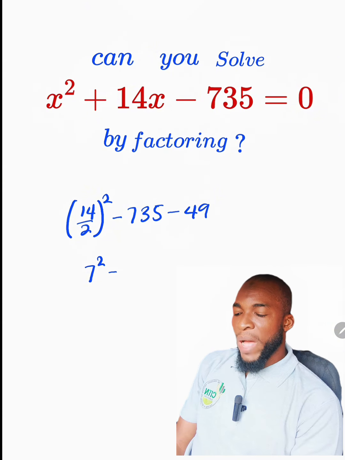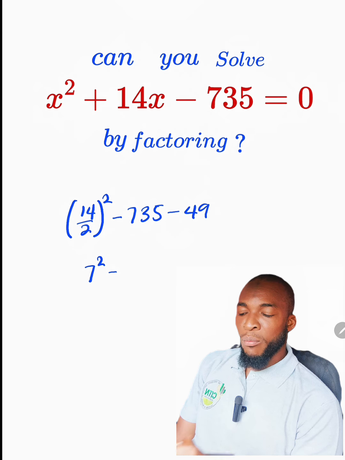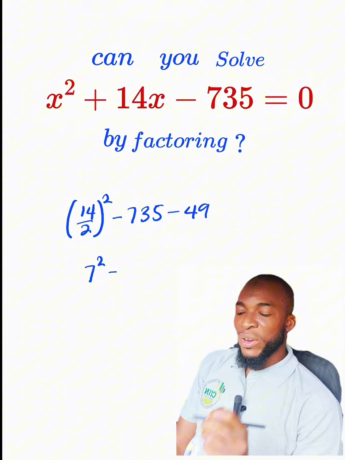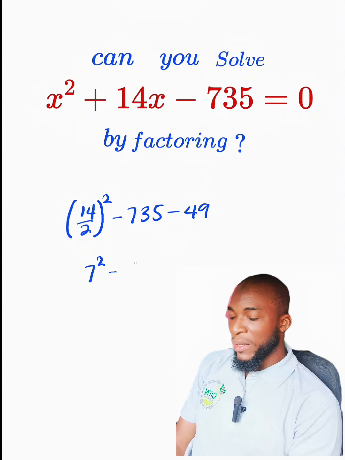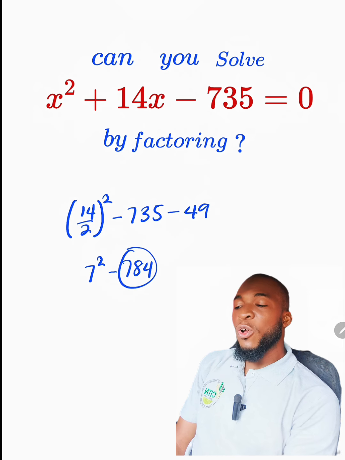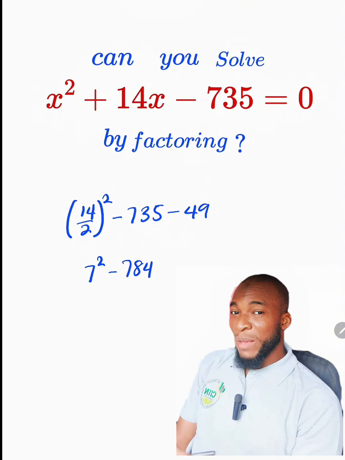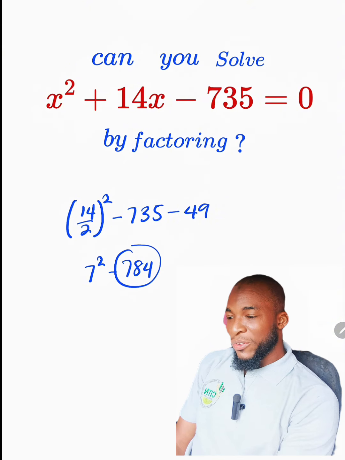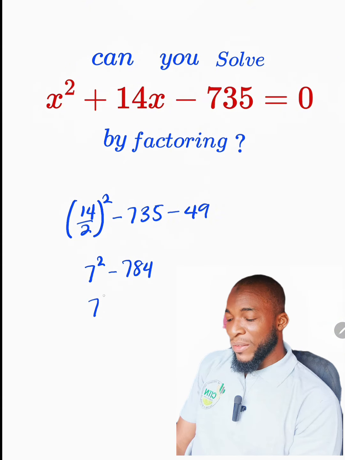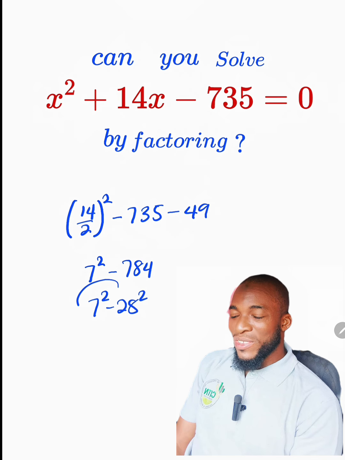Then what is minus 735 minus 49? It is minus 784, right? But this number is always a perfect square number. Remember, 28 times 28 will give us this number. So instead of this number, you can write it as 7 squared minus 28 also squared, which is now a difference of two squares.